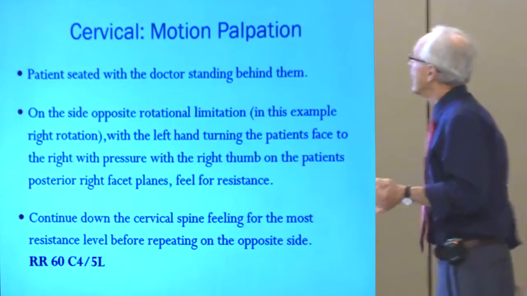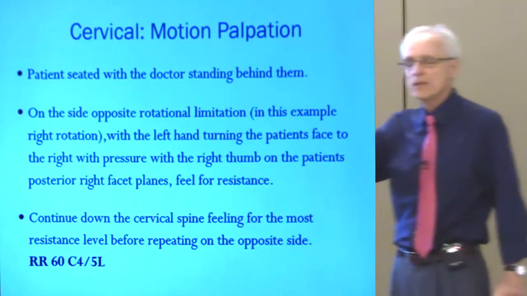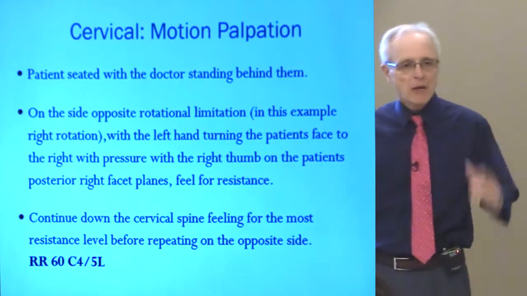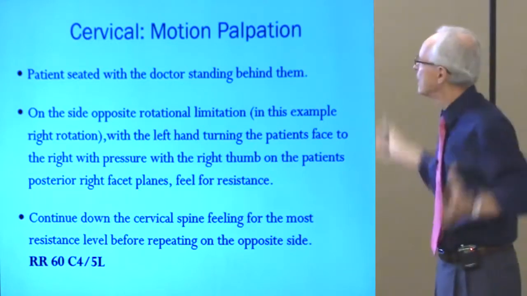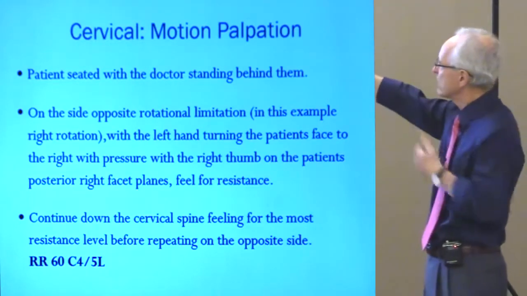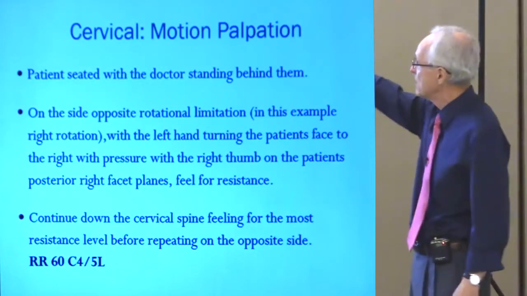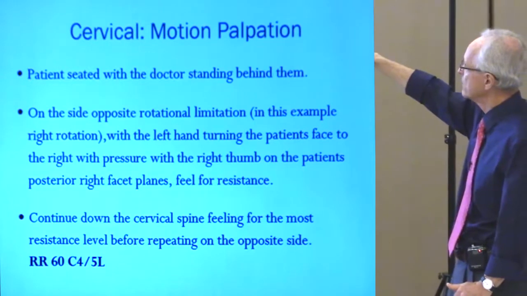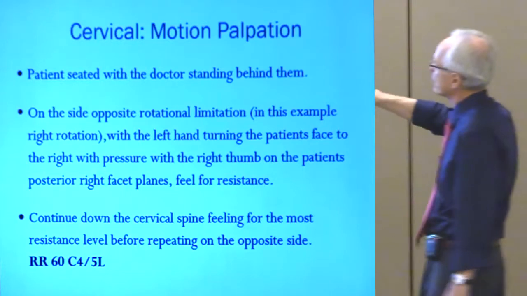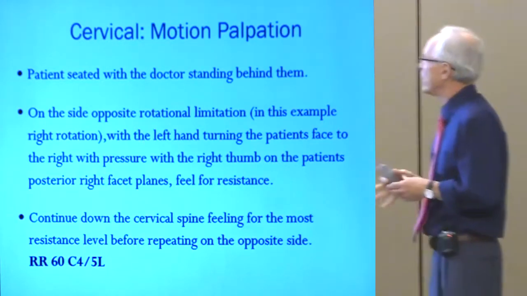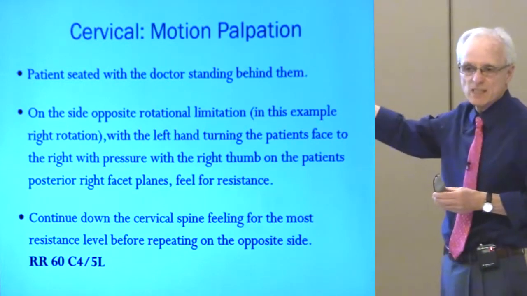Patient seated with doctor standing behind him. What I did is just throw in another ingredient in this sitting range of motion testing. I don't think it's so unusual, but it really works for me. You stand on the side opposite. I wish we had some extra time, I would like to show it, but you stand on the side opposite the rotational limitation. In this example, right rotation, with the left hand turning the patient's face to the right with pressure with the right thumb on the patient's posterior right facet planes. And you feel for resistance.